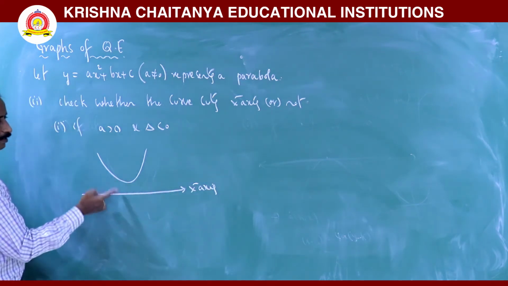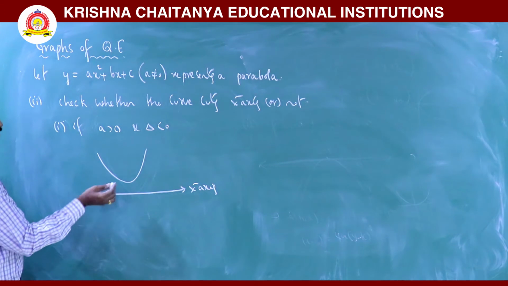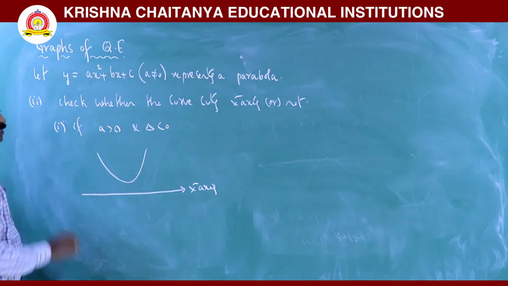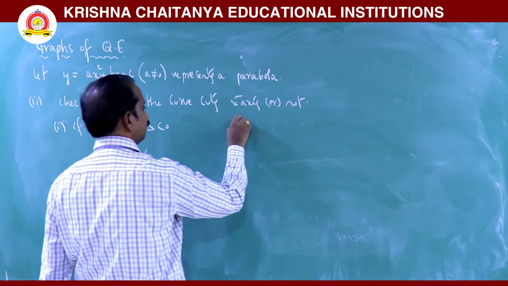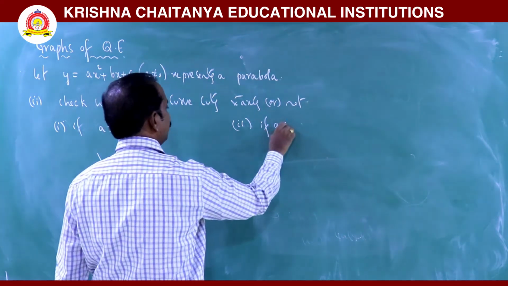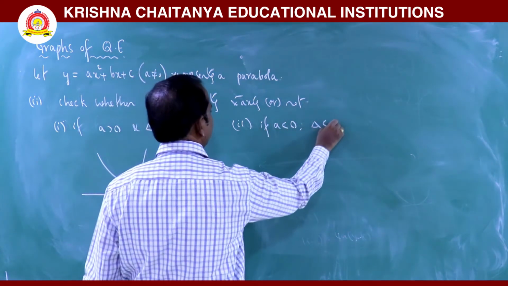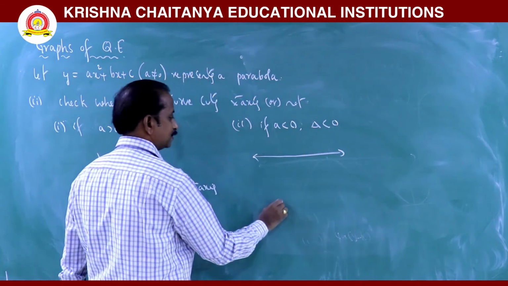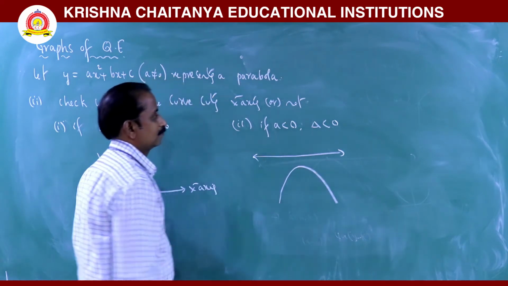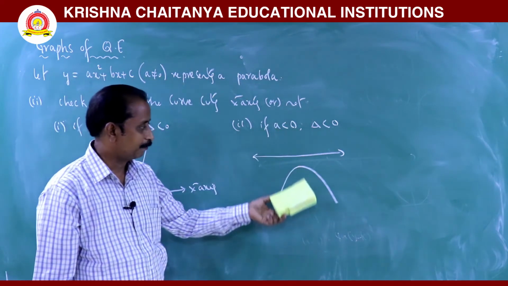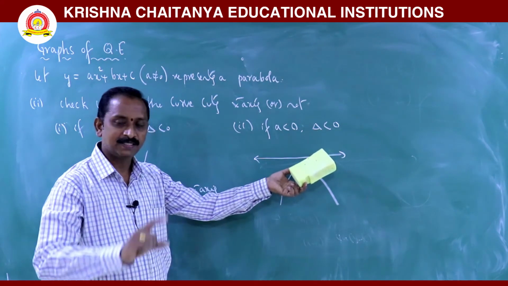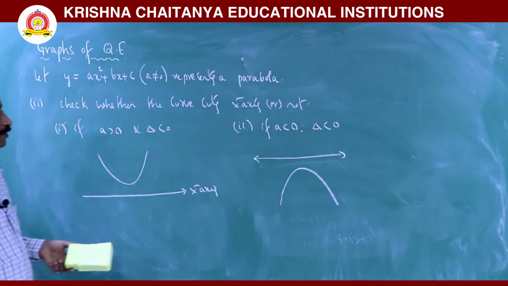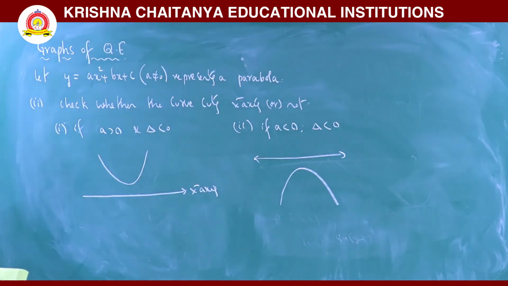Neither intersect nor touches means completely above the x-axis, open upwards, the shape of the curve is like this. Next, if A less than 0 and delta less than 0, the shape of the curve is like this. This is the x-axis and this is the position of the curve. A negative, A less than 0, open downwards, delta less than 0, it does not intersect or touch the x-axis. So, these are the shapes of the parabola y is equal to x square plus bx plus c.